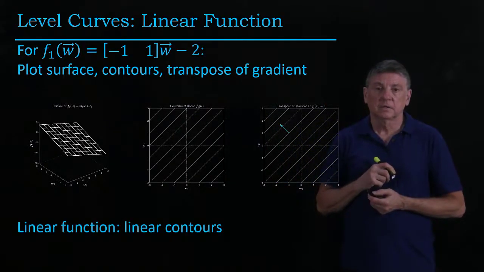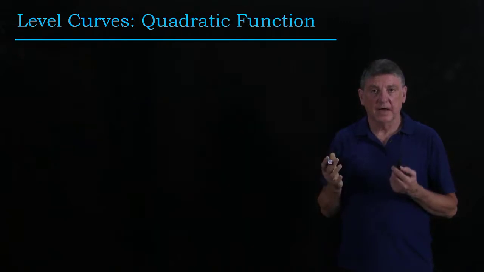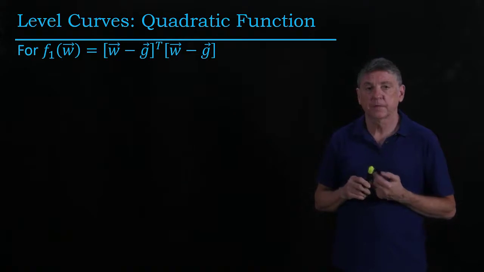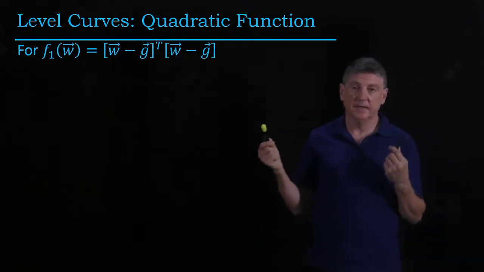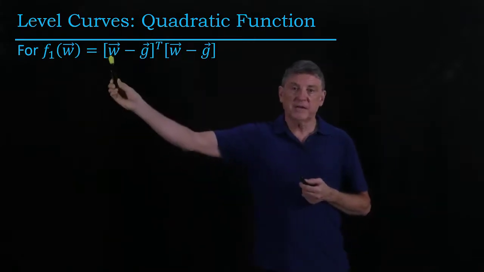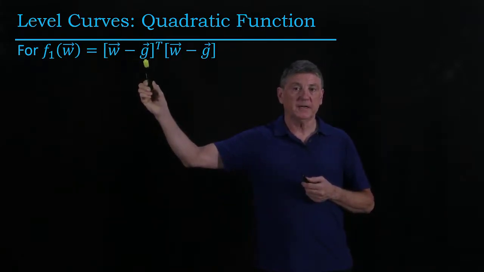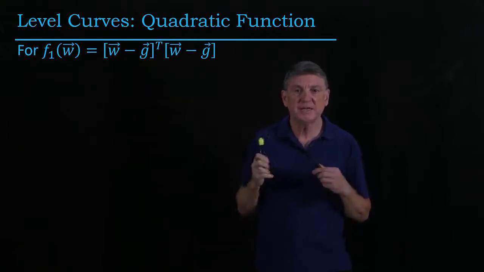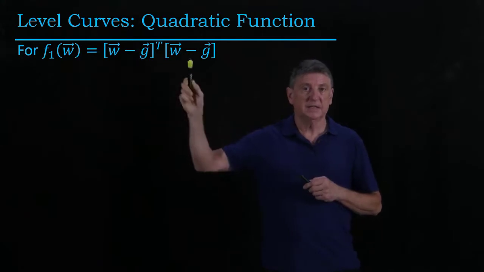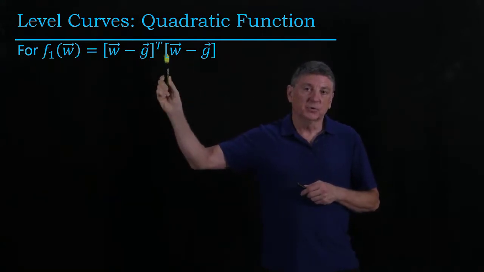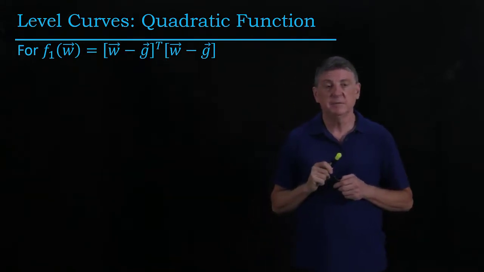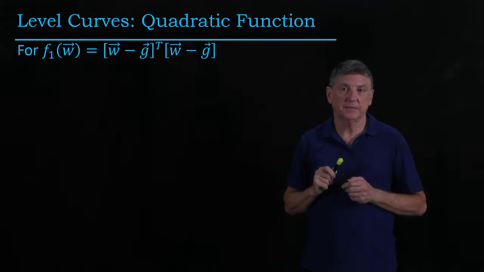Now, let's take a look at something a little more complicated: a quadratic function. In this case, we're taking our vector argument and offsetting by some constant g. So g is going to be a center of some kind. And this is symmetric; you can imagine that there's a B matrix in here that's symmetric, and it's the identity.